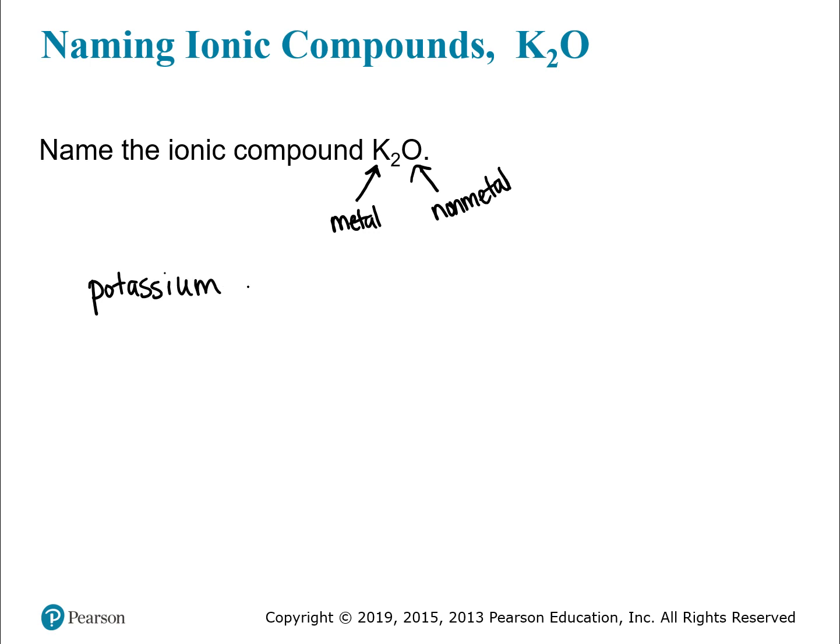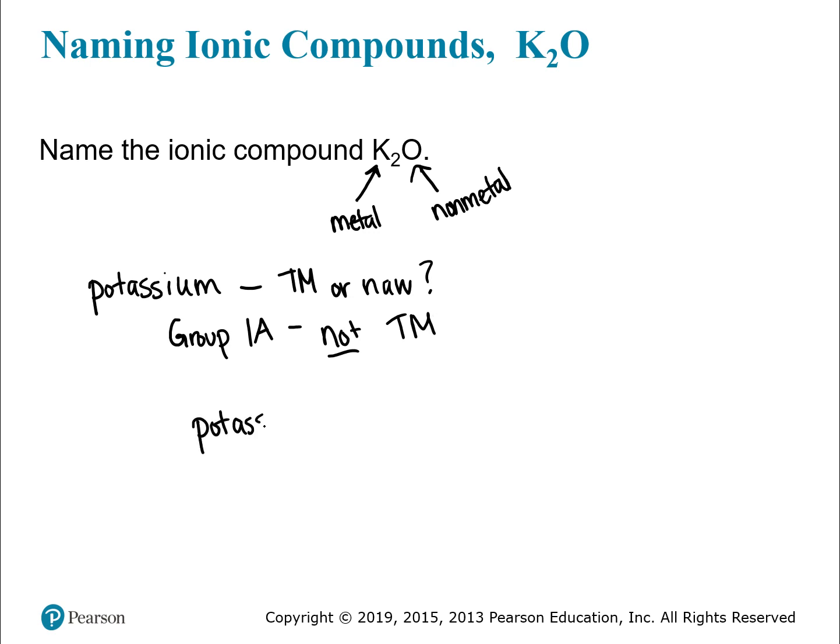Then you ask yourself, transition metal or no? If it's a transition metal, we have to include its charge. If it's not, we don't have to do anything more. In this case, potassium is in group 1A, so it is not a transition metal. So we simply have to write potassium as the first part of our name for this compound.